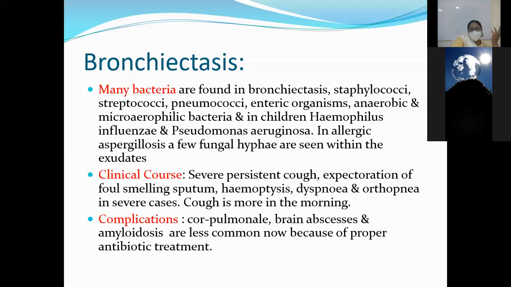Many bacteria are found in bronchiectasis, like staph, streptococci, and pneumococci. The clinical course includes severe persistent cough and foul-smelling sputum. This is a very specific clue of bronchiectasis: it is associated with foul-smelling sputum, fever, and infection. Complications include cor pulmonale, brain abscess, and amyloidosis.